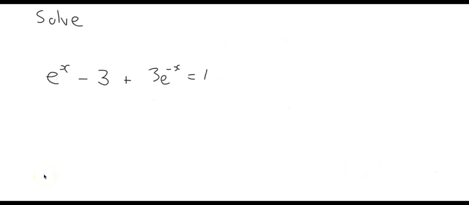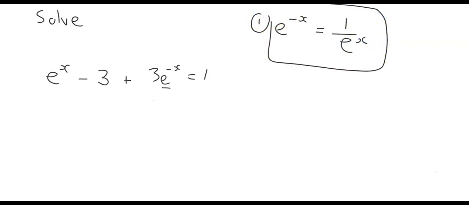Let's look at another question. So solve e to the x minus 3 plus 3e to the minus x is equal to 1. So this is a very unique looking question. We haven't seen anything like this before. So the way we can do this is the first step with these, it's always going to be the same first step, is to rewrite e to the minus x as 1 over e to the x. So that would always be your first step with these kind of questions.